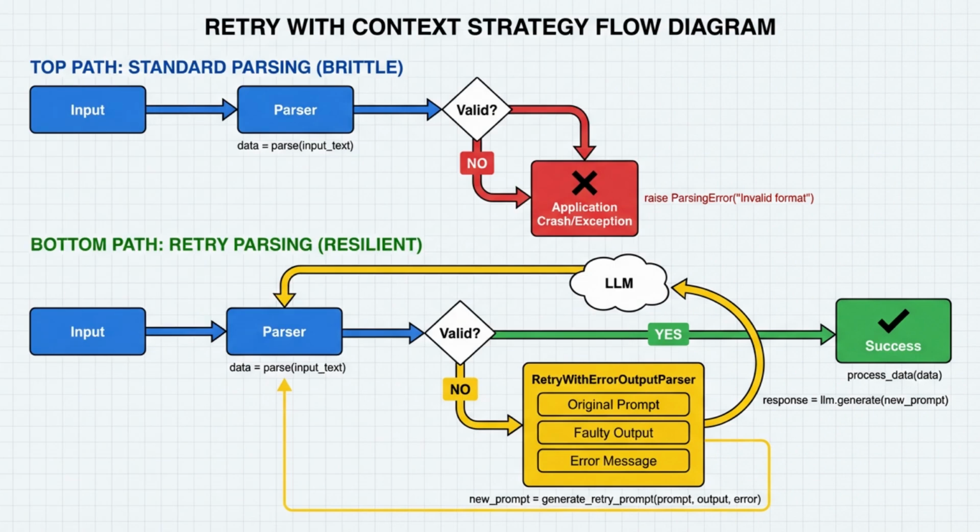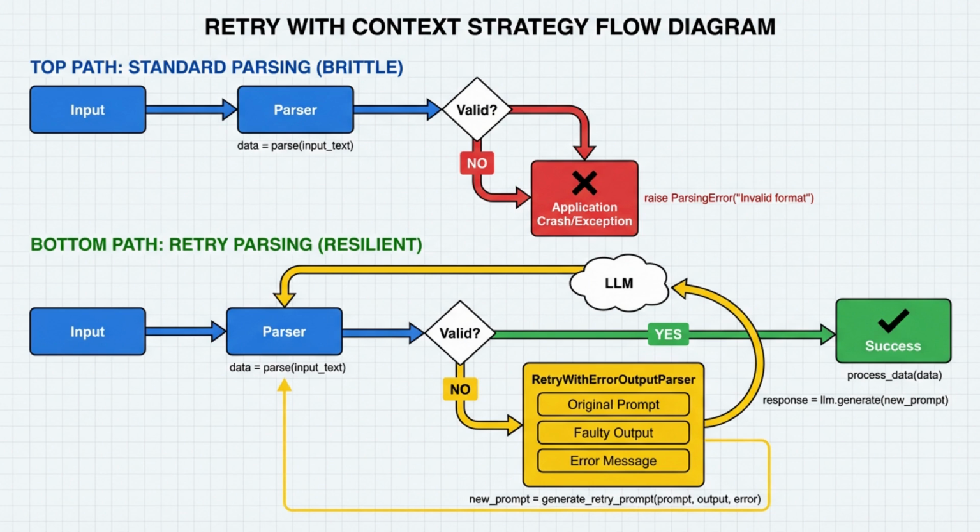Let me show you the difference between code that crashes and code that adapts. We're looking at 2 paths here, and they couldn't be more different. Top path, standard parsing. Data comes in, hits the parser. Is it valid? If no, boom, red X, exception thrown, application crashes. Your users see an error page. That's it, game over.